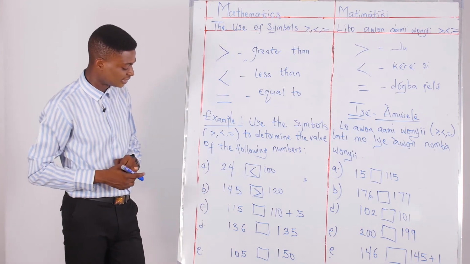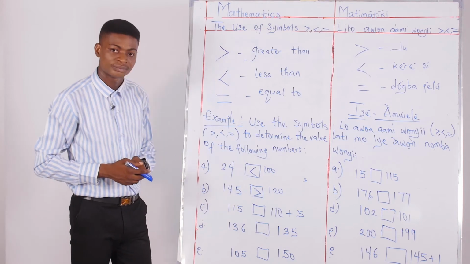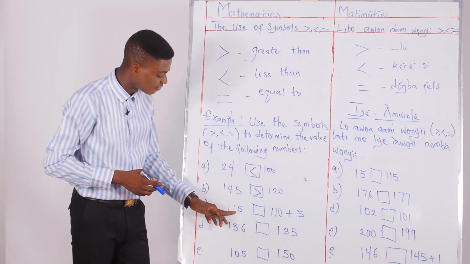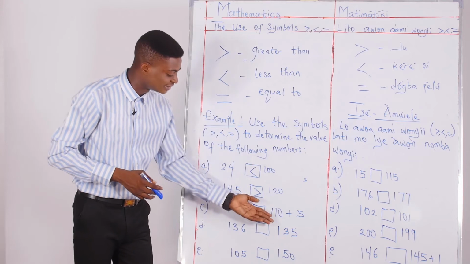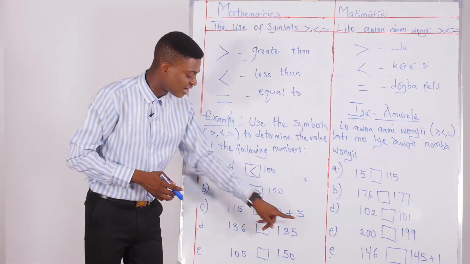Now let's move on to the next example. We have 115. And on the other side, I have 110 plus 5.